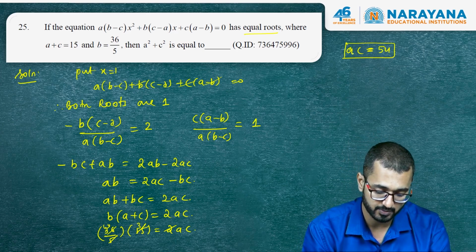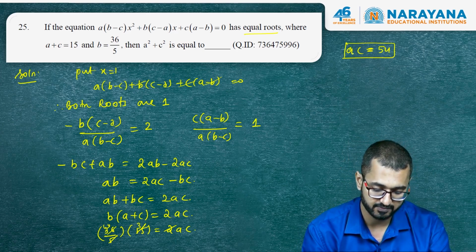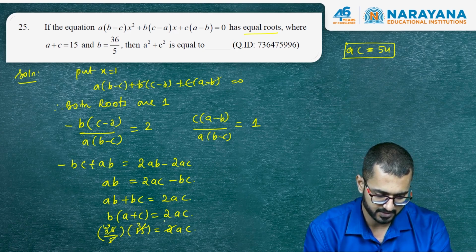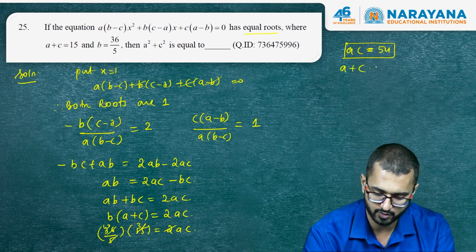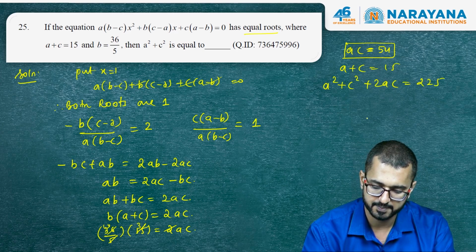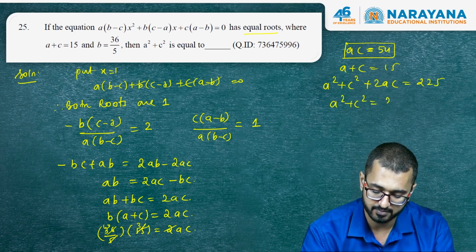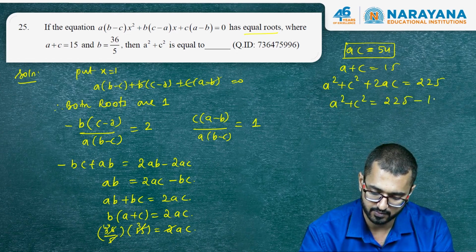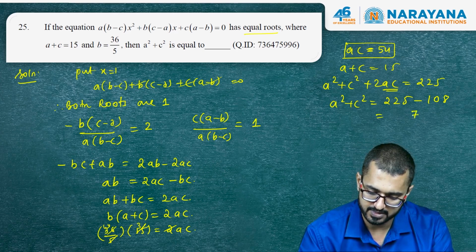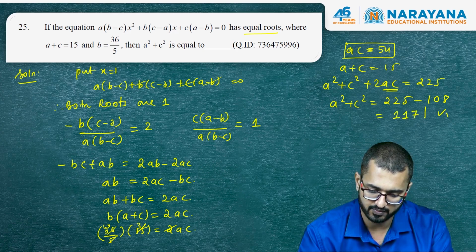Now we have to get A square plus C square. That means I should be getting somewhere A plus C. So A plus C is given to be 15. So let us square this. So A square plus C square plus 2AC is equal to 225. We already have got AC as 54. So A square plus C square will become 225 minus 108, 54 into 2. So 15 minus 8, 7, 1, 1. So the answer should be 117 then.